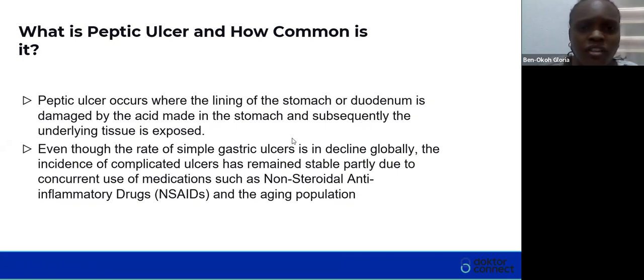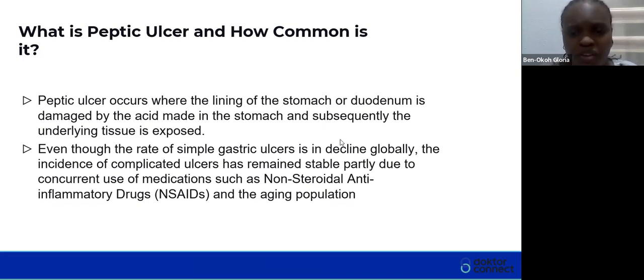And so the one very interesting thing about ulcers, remember I said it can affect the stomach and it can also affect the duodenum, which is a part of the gut. Globally, the incidence of these ulcers is actually reducing, but there's one very important factor, which is complicated ulcers. That is ulcers that have become complicated. It is still remaining the same. And one of the reasons why the incidence of complicated ulcer is still stable is because of some other lifestyle practices that we've been engaging in. I'll talk about NSAIDs later on. And then the aging population.